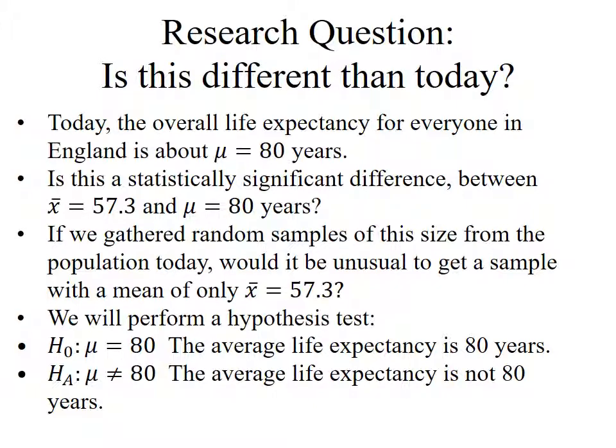Again, notice that whenever we state these using proper mathematical symbols, we talk about mu, not x bar. X bar is my sample. I've got that data in my computer. I don't need to make hypotheses about x bar. I want to make a hypothesis about what mu, the average of the whole population, is. And so my alternative hypothesis is that it's different than 80. And so that's that the average life expectancy is not 80 years.